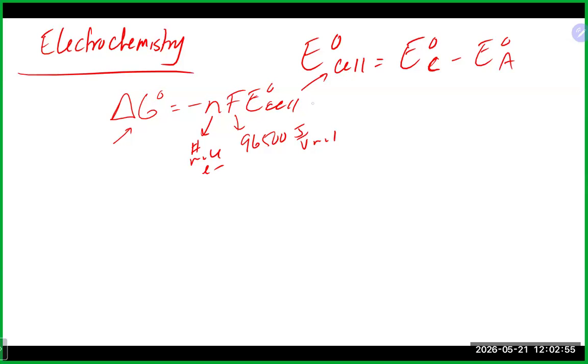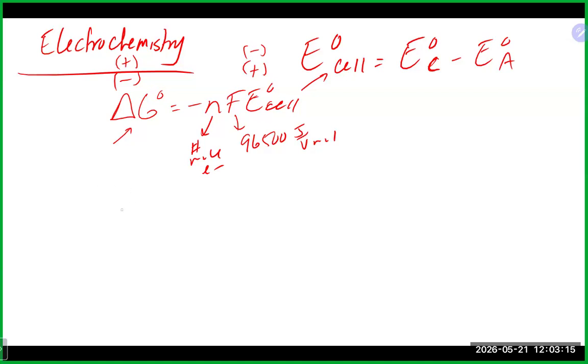Again, that is why when we get a positive cell voltage, that's a good thing, because that will give us a negative delta G and the reaction should be spontaneous. And vice versa, if we get a negative cell voltage, that will turn our delta G into a positive and it will be a non-spontaneous process.